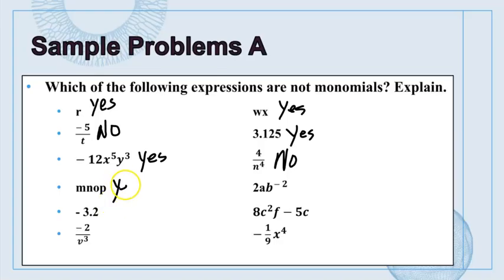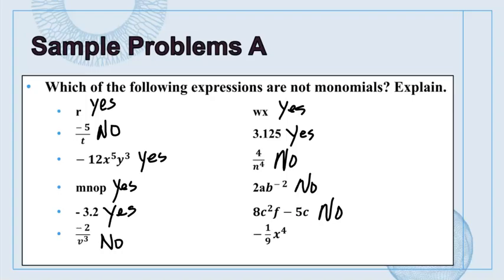MNOP, yes, that is a monomial because it's just a product of one group of letters. 2ab to the -2nd. No, this is not because of the negative exponent. -3.2, yes, that is a monomial. It's just a number. Next one, 8c squared f minus 5c. No, that is not a monomial because I have two groups of numbers and/or letters. That would be considered a polynomial. Next one, -2 over v cubed. No, that is not a monomial because I'm dividing. There's a quotient with a variable.